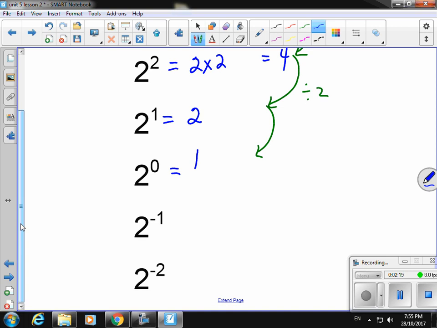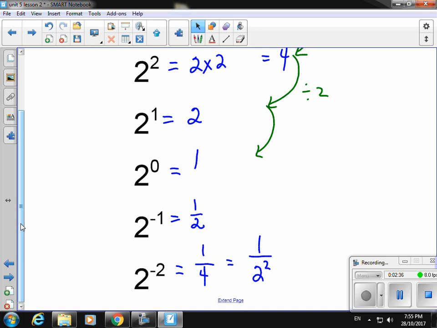Likewise, if I am dividing by 2 as I go down the table, 2 to the negative 1 should be 1/2. 2 to the negative 2 should be 1/4, or 1 over 2 squared. So I can see that my negative exponent makes a fraction. It inverts that 2 and flips it upside down. So we've got negative exponents which flip things, and we have a 0 exponent which is 1.